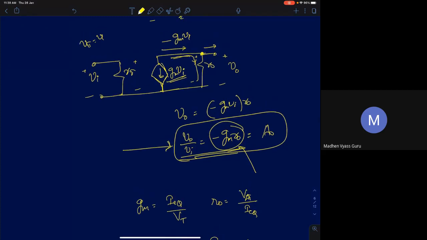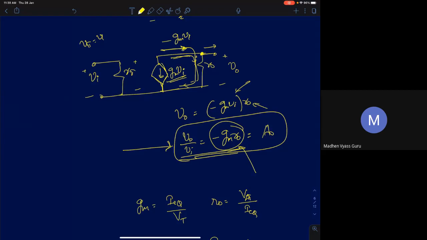See guys, I didn't solve it using KCL. You can solve it using KCL as well, but I want you to think like this. Visualize it like a current flowing this way. The minus gm Vi is flowing and it's going to flow through the resistor and create a voltage drop across it. That drop will be current times the resistance, minus gm Vi times r0.